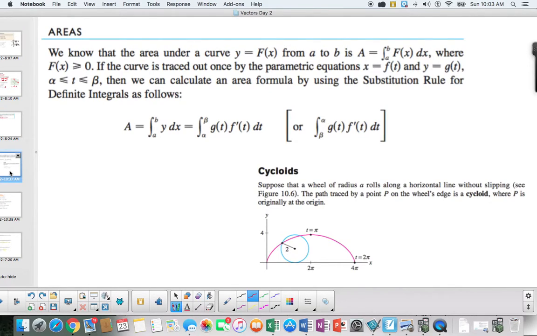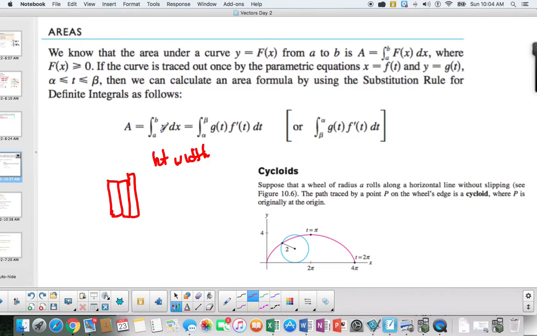Okay, how about area? We can find the area under parametrized curves, and we do that by what we were doing before, height times the width. This is what we did last year. So we would find little rectangles underneath the curve, and we would add them together.